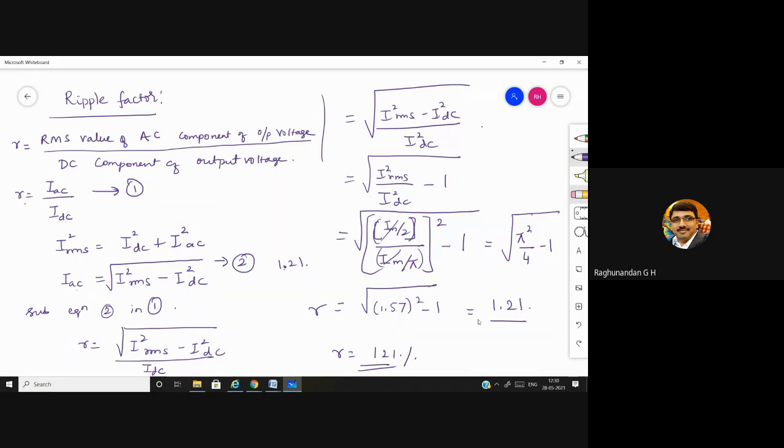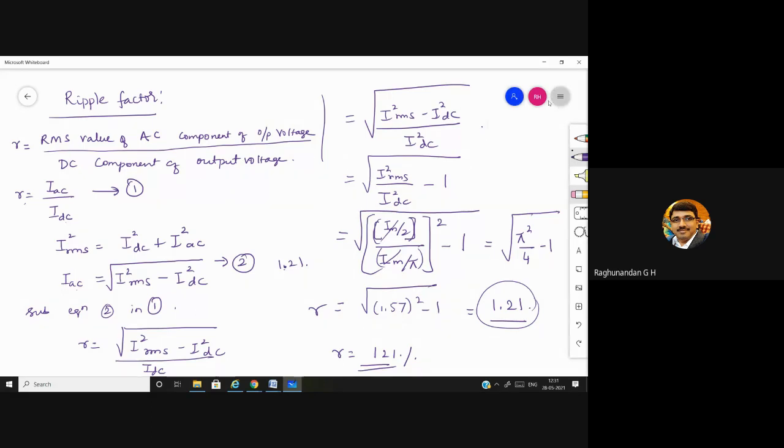But in the calculation you should use 1.21 only, because you will not use the percentage values directly. You need to convert it and write. So ripple value is 1.21, percentage is 121. That means you can imagine the output contains 121% of AC component. Almost whatever we are getting is AC only. Very little DC is present. That is the indication we obtain from the ripple factor.